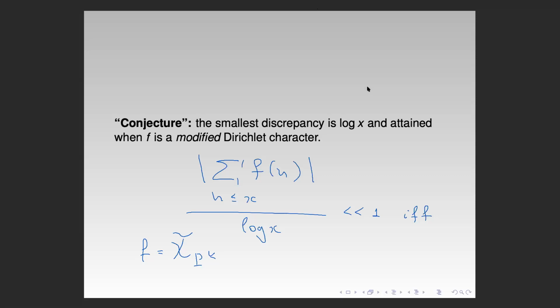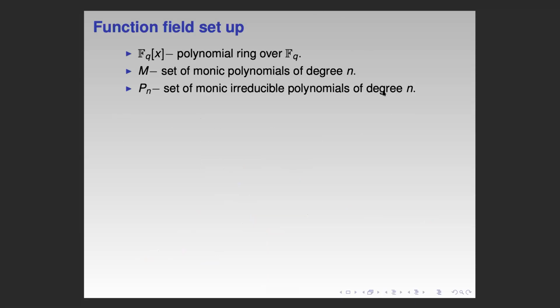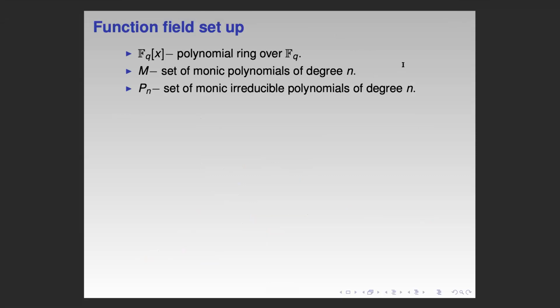Okay, so what is the setup there? So we start with the polynomial ring. You fix your favorite F_q, and you look at the set of monic polynomials of degree n, M_n, and P_n is the set of polynomials of degree n. So M is the set of monic polynomials of all degrees.